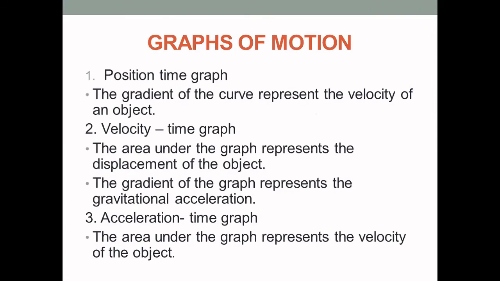Okay, graphs of motions. Let's check the position time graph. The gradient of the curve represents the velocity of an object. Number 2, the velocity time graph. The area under the graph represents the displacement of the object.